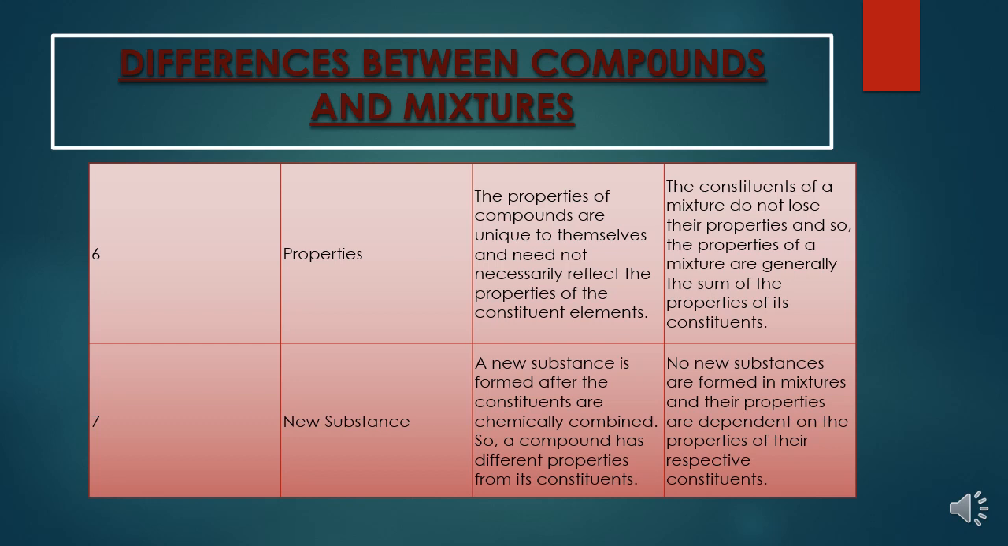And lastly, we have differences in terms of substances that are formed. When a compound is formed, when elements combine, a new different substance is formed. Whereas if we take a look at a mixture, when two substances are combined together, they do not form any new substance. Why? Because they remain the same regardless of being combined together.